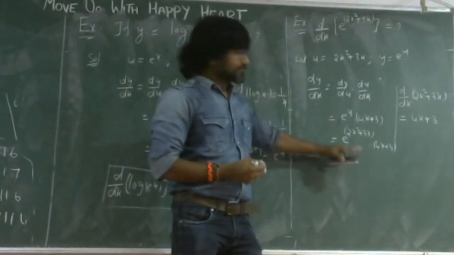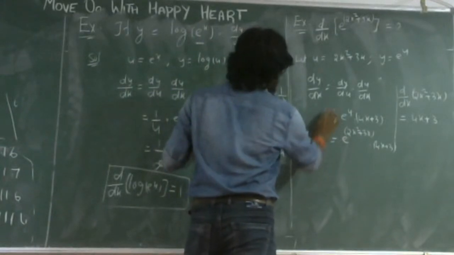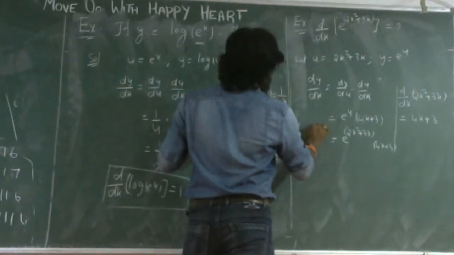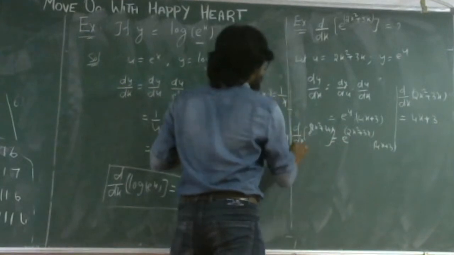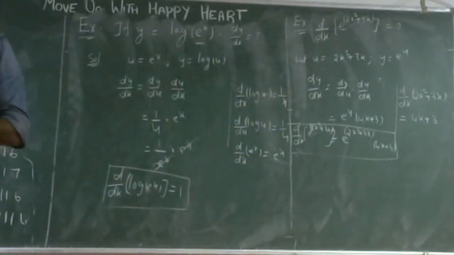Got it? Yes. Good. Therefore, this is your d by dx of e power 2x square plus 3x, equal to this. Okay?